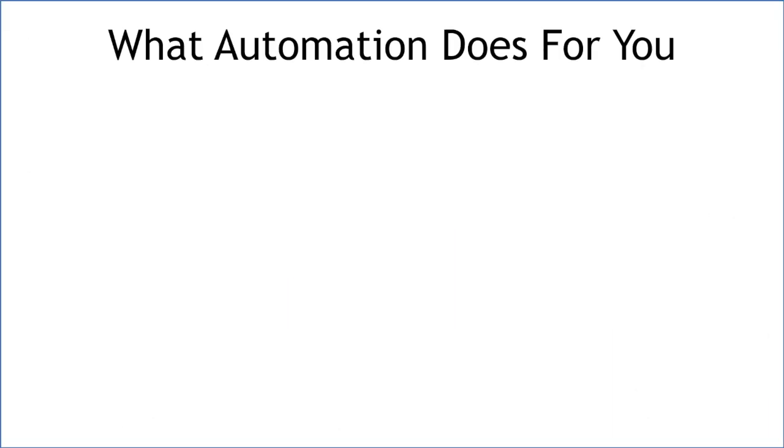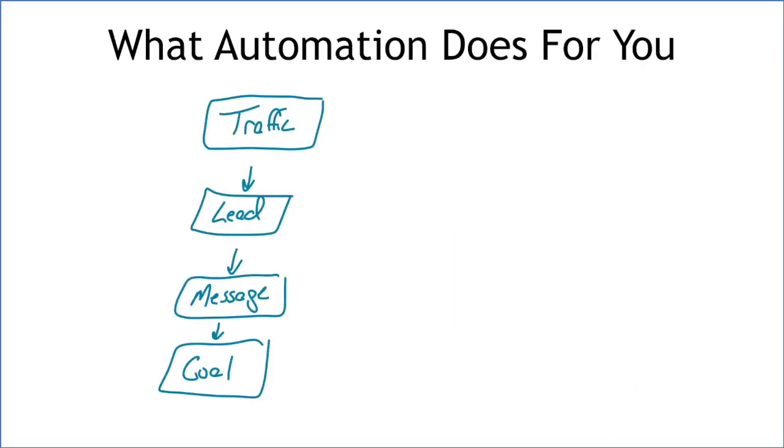So what automation does for you, typically when somebody first learns about you, it's through some traffic source. So the traffic source, it might be Google, it might be a paid ad, it might be a Facebook page post, it might be Instagram, whatever. Wherever your traffic comes from, they learn about you, they click through a link somewhere, they end up on your website and they become a lead. They fill out a form, they become a lead.